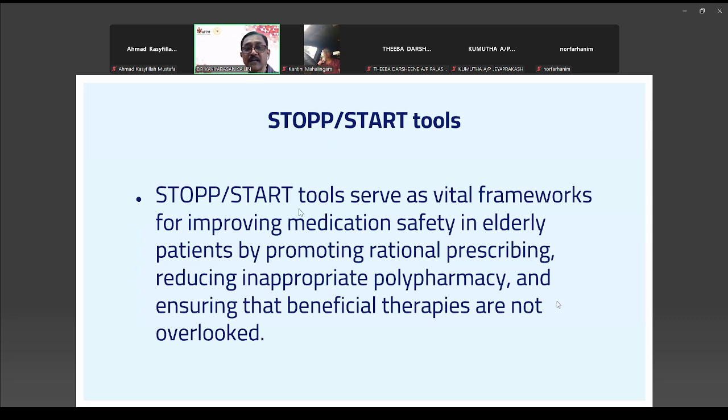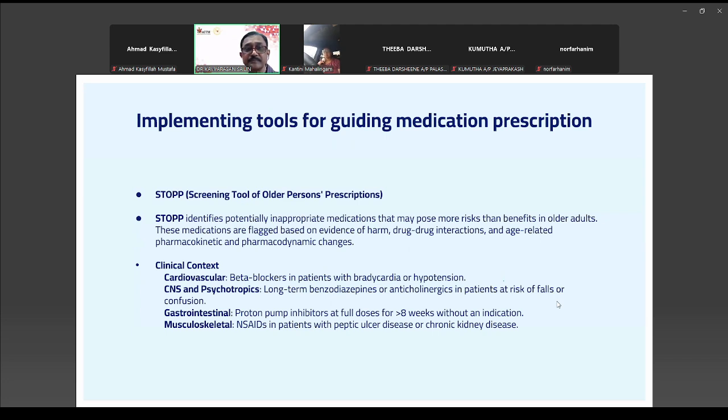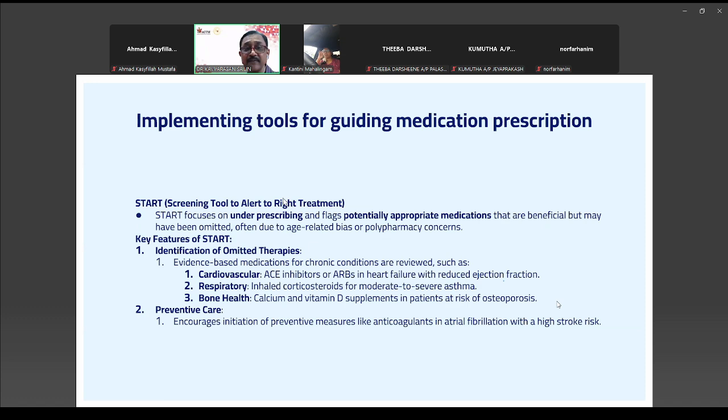We're going to apply the STOPP and START tools now, okay? When you use STOPP and START, they will tell you that if the patient is on a beta blocker, the patient can have bradycardia or hypotension. For CNS and psychotropic drugs, long-term benzodiazepines and or anticholinergics put the patient at risk of falls. And gastrointestinal, proton pump inhibitors at full dose for more than 8 weeks without an indication. So that tool will alert you. The STOPP tool is a screening tool for older persons, so you need to have it. And then the START tool, you have to have it also, it will alert you too.